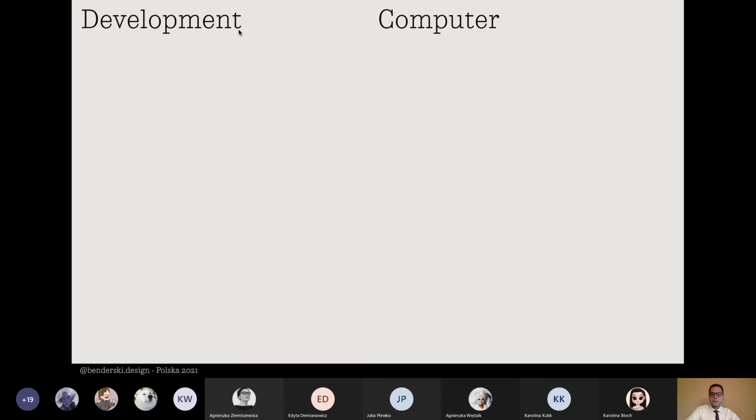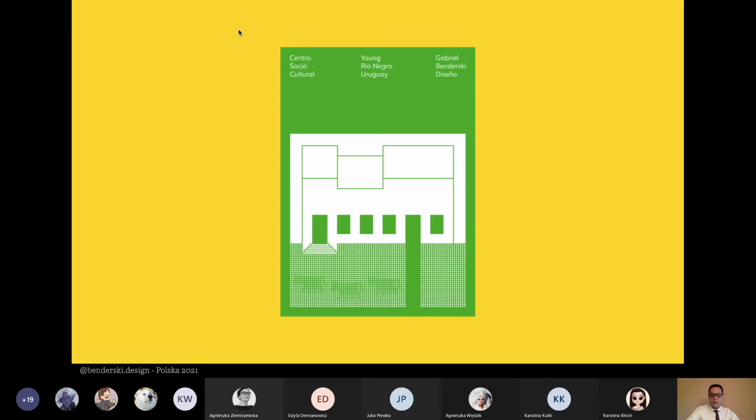When you start sketching on the computer, this poster was created for a social cultural place, in a small town in Uruguay that has 5,000 people. And I was invited there. I stayed 1 day, but I finished staying 2 days because they were really happy for me to be there. And I was also happy to be there. So I created this poster as a gift for them.